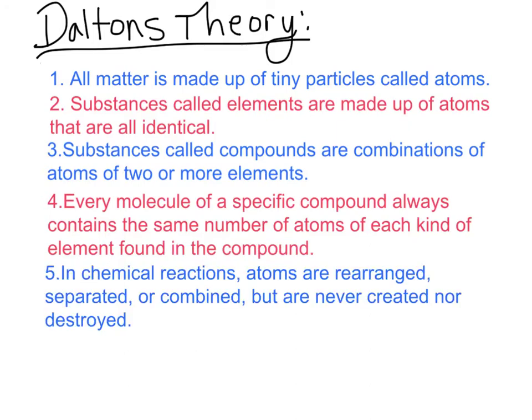Okay, the fifth one is that in chemical reactions, atoms are rearranged, separated, or combined, but never created or destroyed. So whatever I have before the reaction started, I will have after the reaction ends. They'll just be in different compounds. So for instance, I can start with methane gas and oxygen, but then I'll end up with CO2 and water. The same elements are there in the same amount on both sides. They've just rearranged and made different compounds.